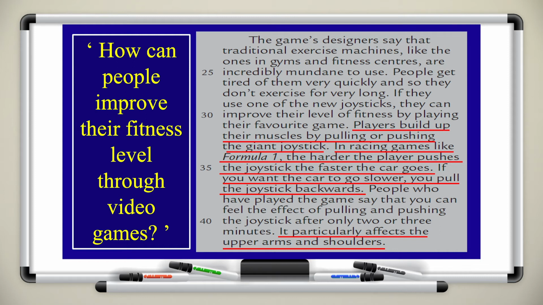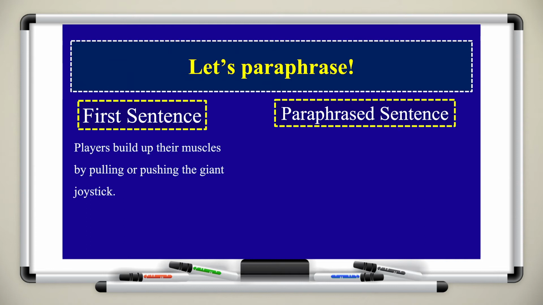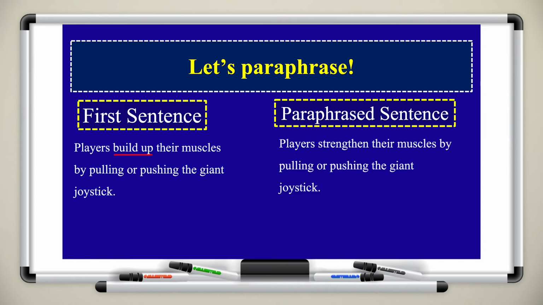So after we've found the answers that we needed, let's go ahead and paraphrase each sentence. Here we have the first one. Players build up their muscles by pulling or pushing the giant joystick. We have the word build up. Let's change it into a different vocabulary item that has the same meaning. So the paraphrase sentence would look like this. Players strengthen their muscles by pulling or pushing the giant joystick. So we change the word build up to strengthen. It's a different word, but it has the same meaning.